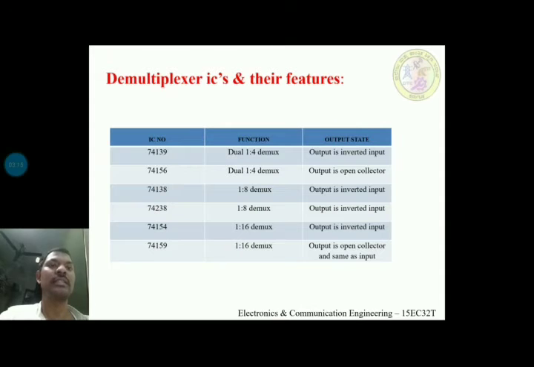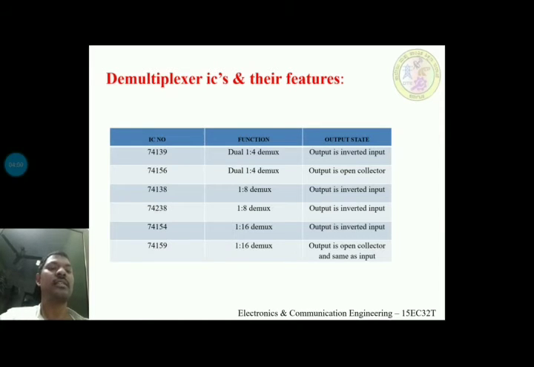The next one is 74154 IC. This is a 1:16 demultiplexer. Here the output is inverted input. That means the output is always an active low output. Hence we can call it output is inverted input. See, 74154 IC, it is a 4-line to 16-line demultiplexer or a decoder. Here this chip is often used in demultiplexing applications such as digital clocks, LED matrix and other graphical outputs. It is used in graphical outputs, LED matrices, and digital clocks.